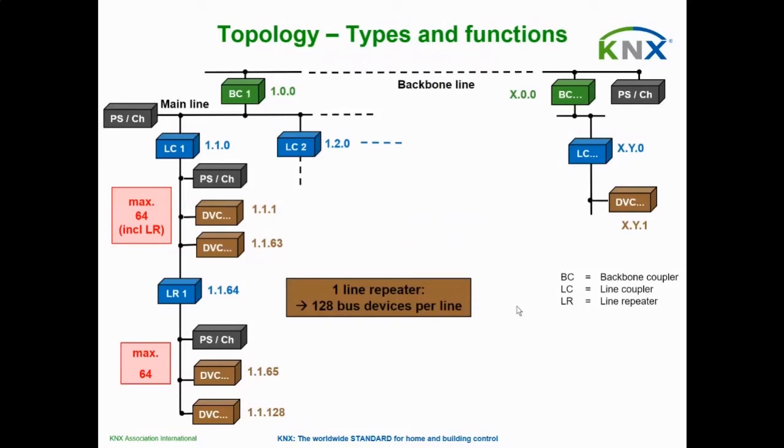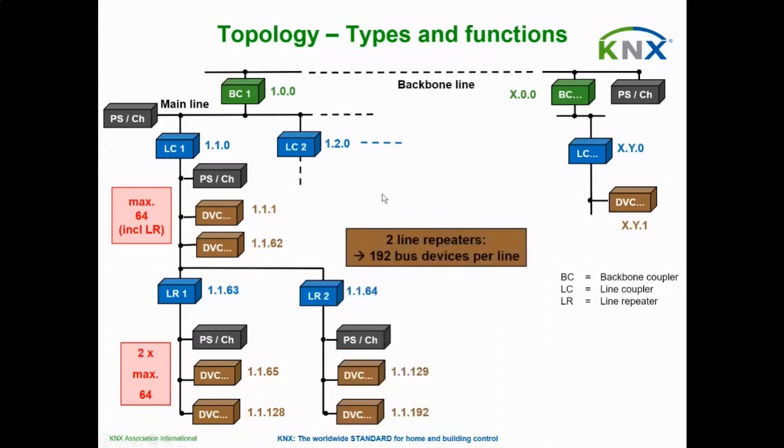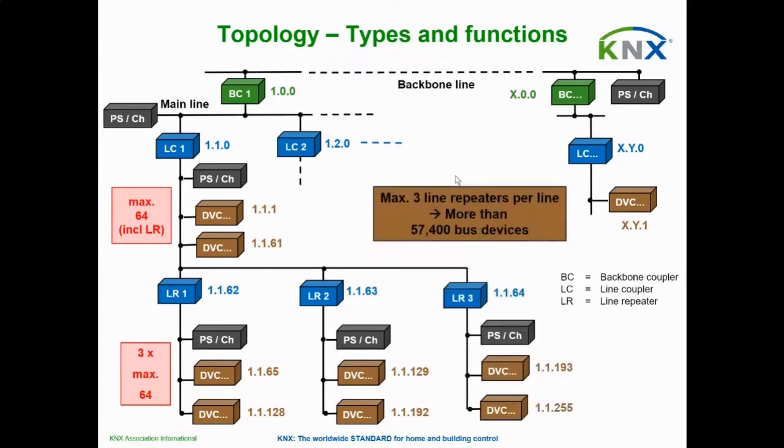You can see as well, if we want to extend the line, I never recommend doing this, but you can do it if needs be. For example, here we have line 1, and we've reached our limit of 64 devices. We're going, heck, what do we do next? We can extend the line with a line repeater. So we can add another 64 devices onto the network, and that gives us 128 devices on the line. We can put another repeater, which gives us up to 192 devices, and we can add a third repeater to give us up to 255 devices.